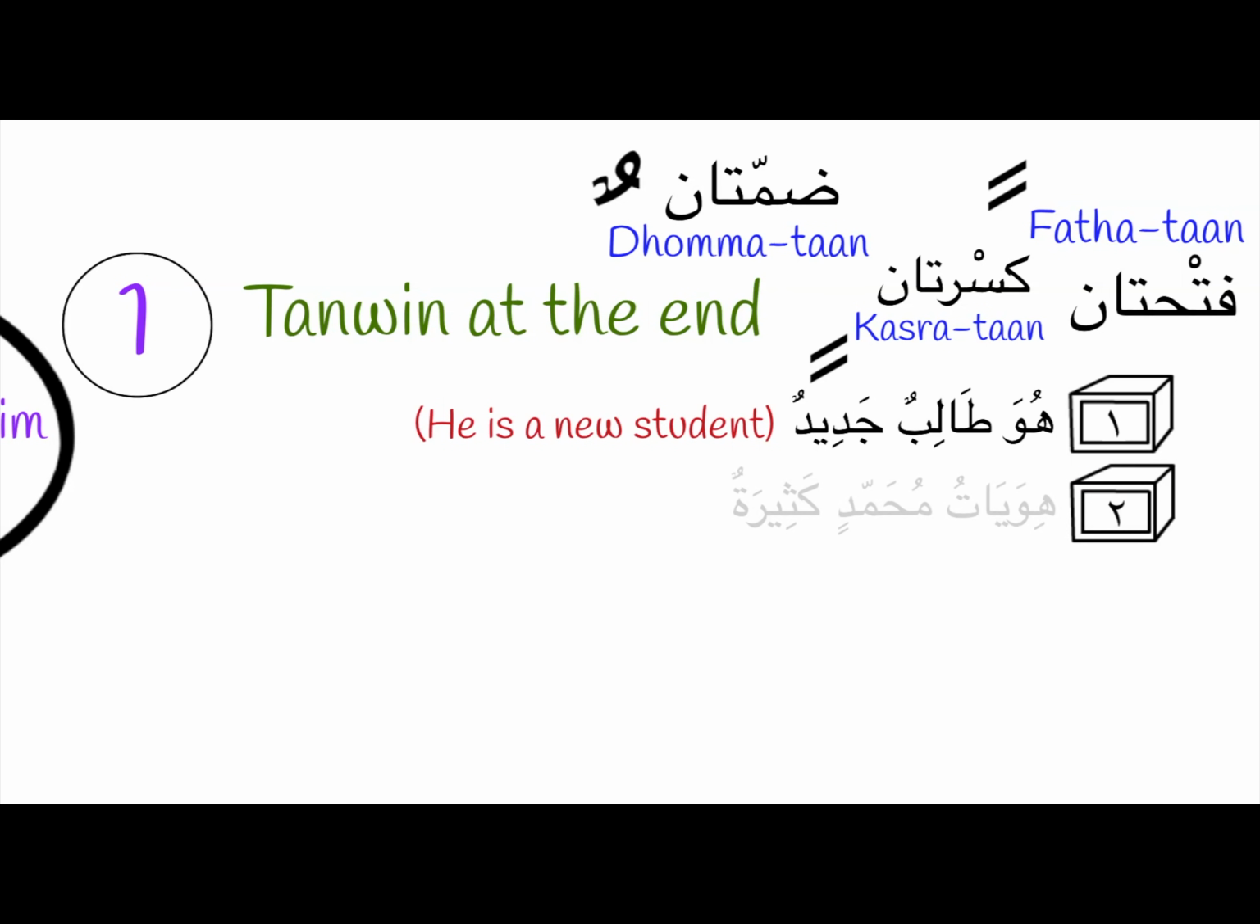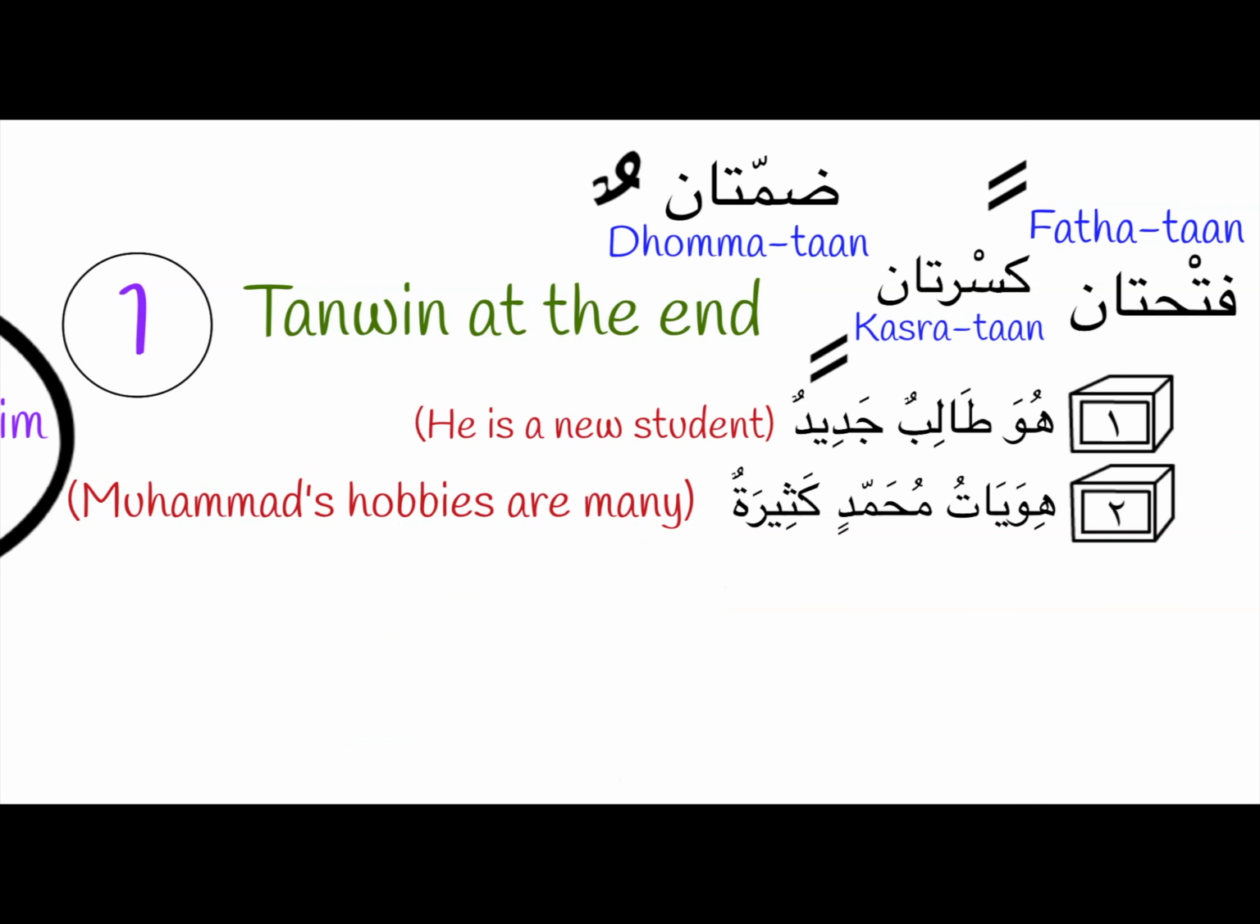Next example. Hiwayatu Muhammadin kathiratun, which means Muhammad's hobby is a lot. Or basically it means that Muhammad has a lot of hobbies. Here, we can see that Muhammadin and kathiratun have tanween at the end. Thus, these two kalimas are isim.